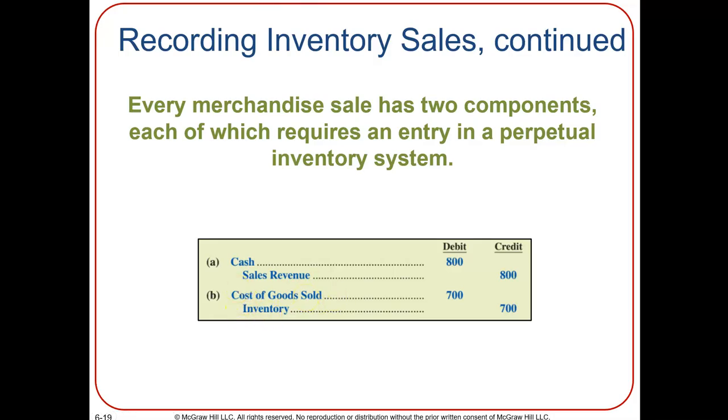So think about what's happening here. What's our gross profit? $100. Okay, but notice there's no gross profit account in here anywhere. Two different journal entries. Gross profit is a calculated number.